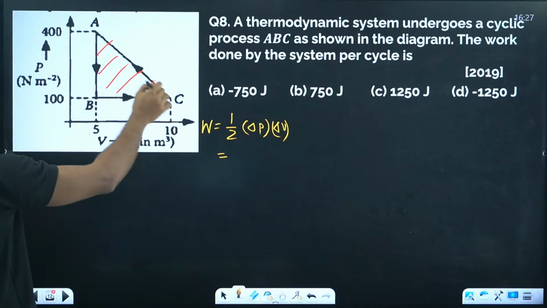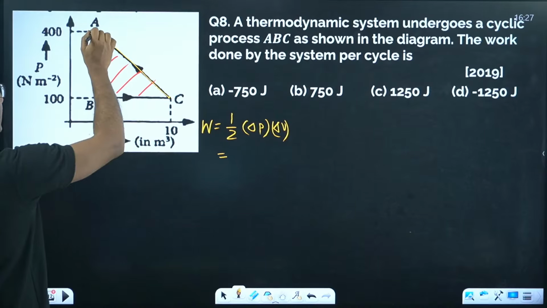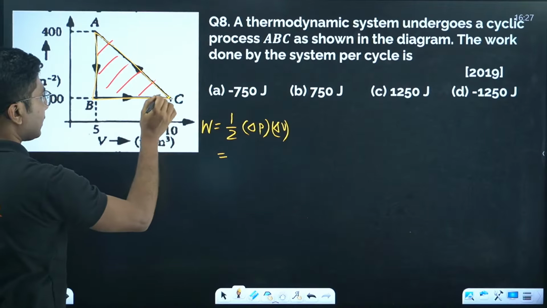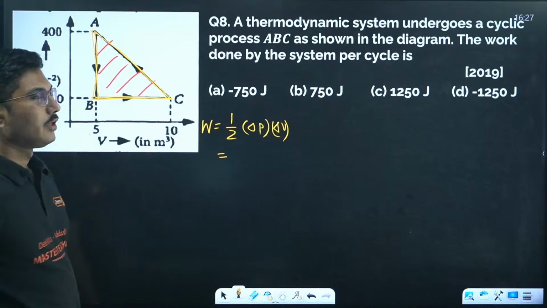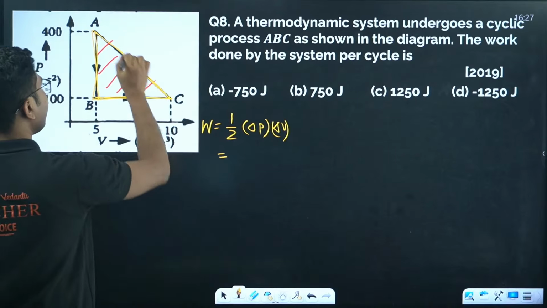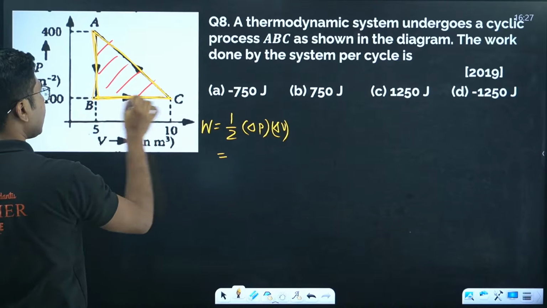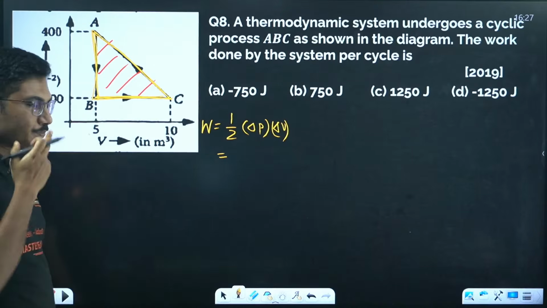So if you see that here, the work is here, here, and then here. So it is basically going in this direction, so the work done will be positive. Work done will be positive because it is going in anti-clockwise direction. If it is a clockwise direction, work done will be negative.